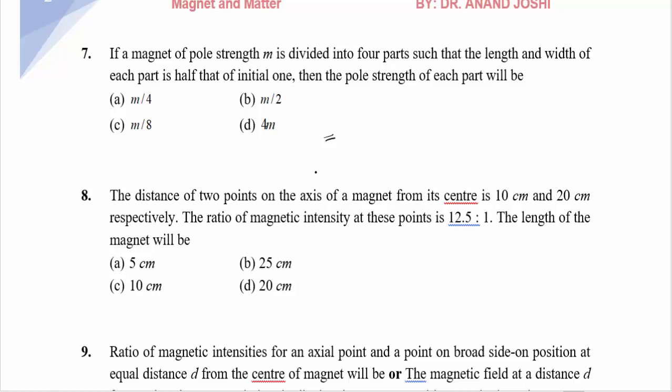If a magnet of pole strength M is divided into 4 parts such that the length and width of each part is half of the initial one, then the pole strength of each part will be.